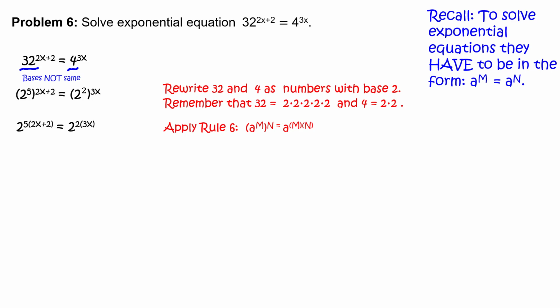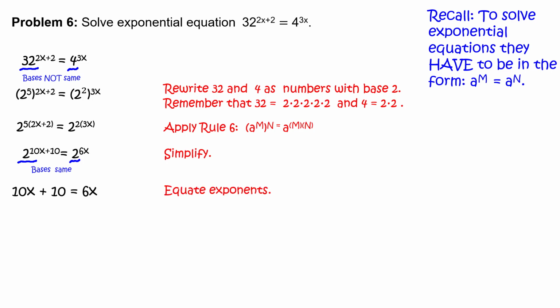And on the right, you have 2 raised to 2 times 3x. And then we're going to simplify. So on the left side, you get 2 raised to 10x plus 10, and on the right side, you get 2 raised to 6x. Now we're going to know that the bases are the same. You get base 2 on the left side, base 2 on the right side. So now we can equate the exponents.